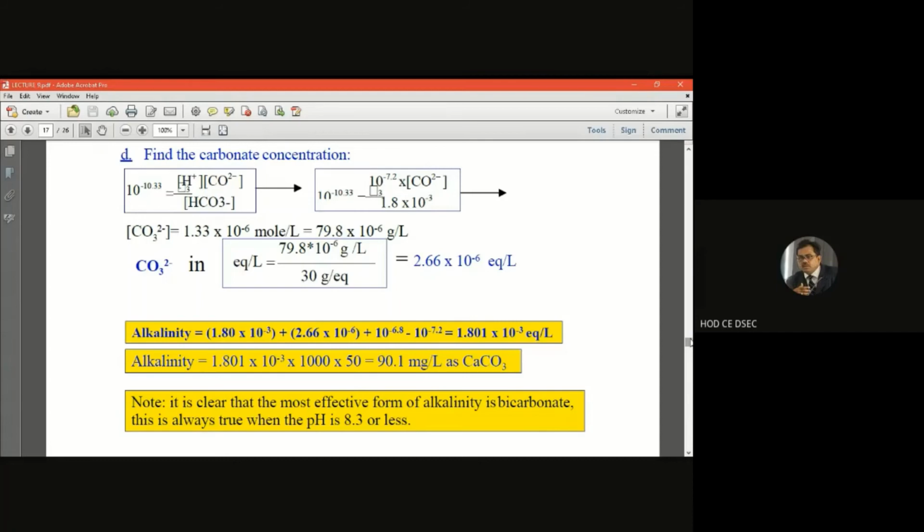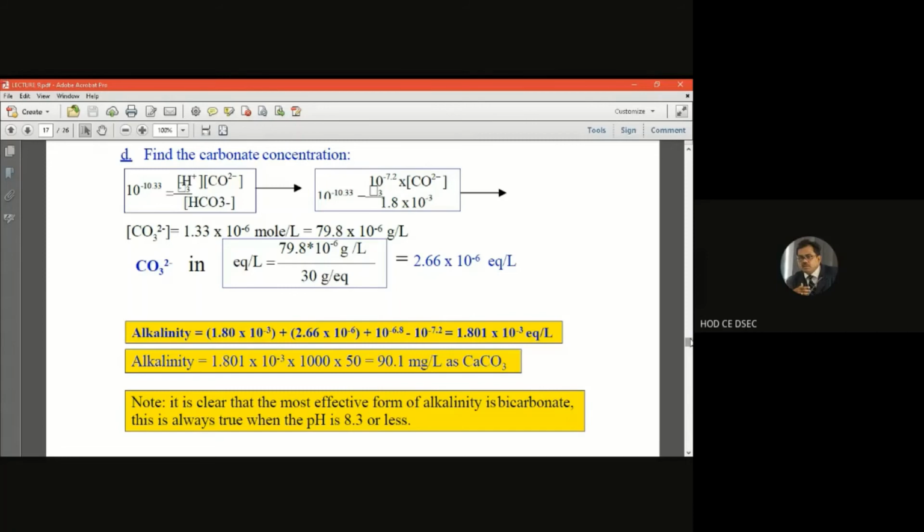minus the last one, the hydrogen ion concentration, that is 10 to the power minus 7.2. Since the hydrogen ion creates acidity, while calculating the alkalinity it has to be deducted, so it will be the subtracted part. Take care that all values are in the same unit, equivalent per liter, only then can you add them. So you can add all these 4 figures. Check carefully the unit in which you are expressing the values. Adding these, we find that alkalinity is 1.801 into 10 to the power minus 3 equivalent per liter.